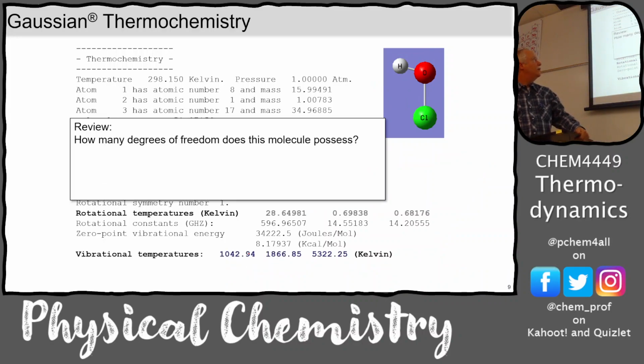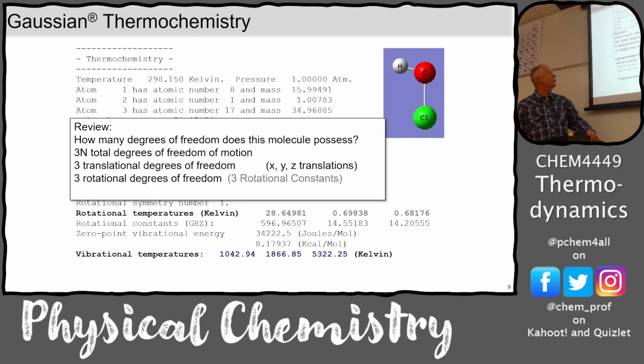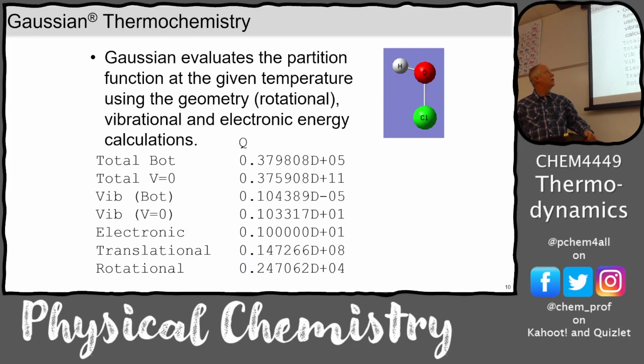And so to review, it has 3n total degrees of freedom. 3 of those are translation, 3 are rotation, and then 3n minus 6 are the vibrational frequencies. Now, Gaussian calculates the partition function, and so we have all of these pieces. We looked at translation and rotation the last couple of times. We have the calculation for vibrational motion done 2 different ways, like I said.